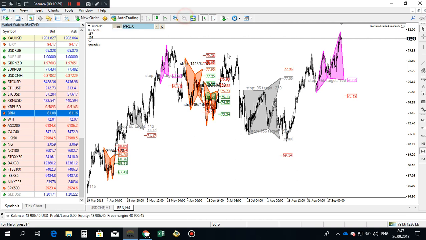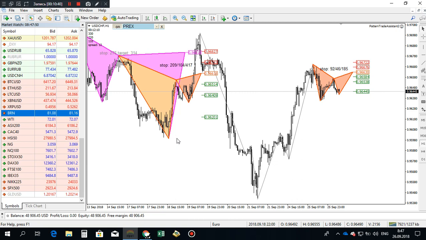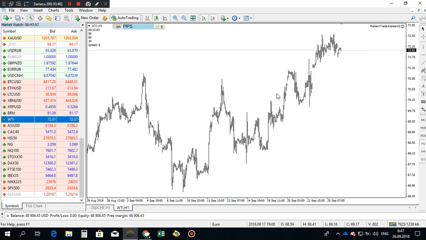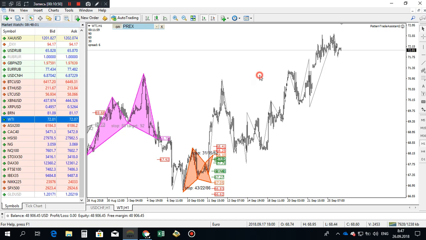Basically oil was consolidating for a period of time, so you can see the consolidation is over and now we have an uptrend. At least Brent has an uptrend. Let's go to WTI. Again, need to download the template. Nothing is here.